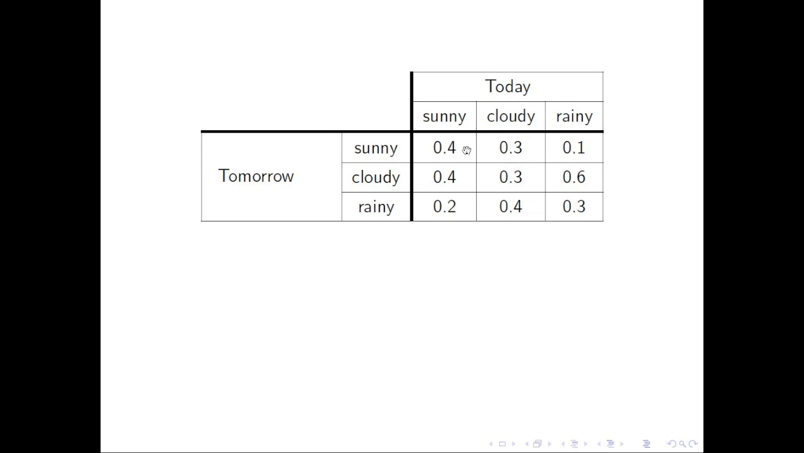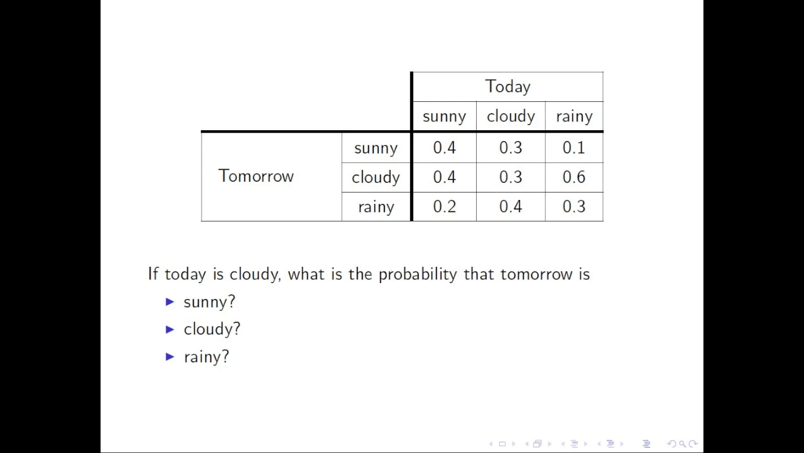And we've written this as fractions as opposed to percentages. Same thing for cloudy and rainy. If today is cloudy, what is the probability that tomorrow is sunny? To answer this, all we do is we go to the column that says that today is cloudy, and to figure out what the probability is that tomorrow it will be sunny, we see in the table that it's 0.3. So that's our answer, 0.3. The chance that it will be cloudy tomorrow if today is cloudy is again 0.3. Chance that it's rainy tomorrow if today is cloudy is 0.4.